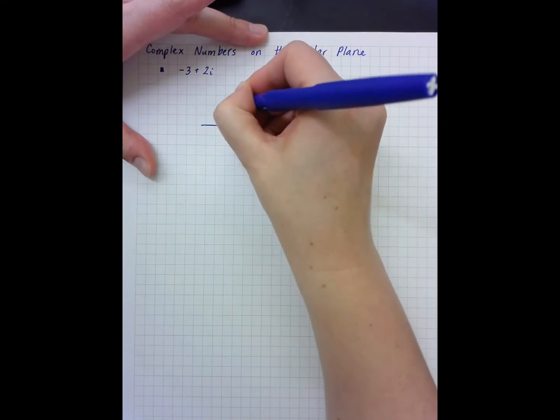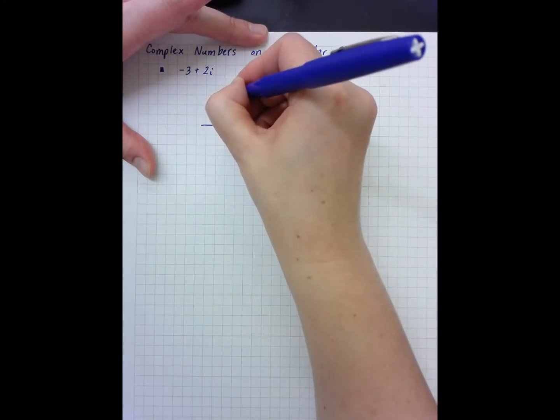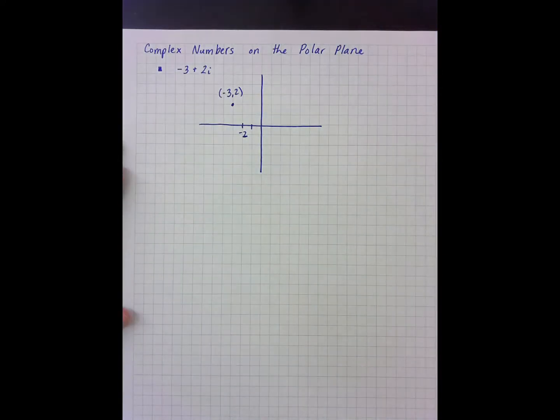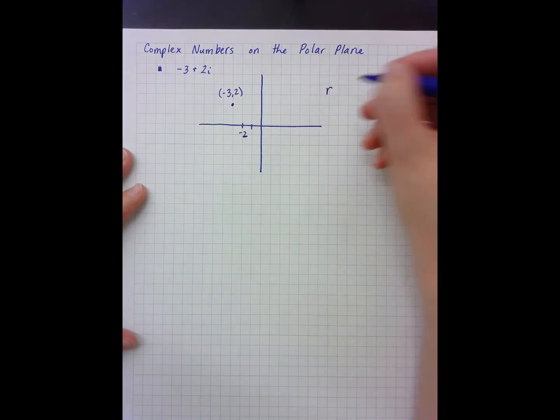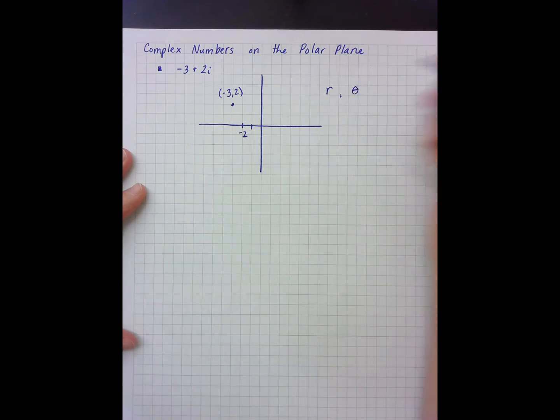-2, so it would be the point -2, 3. And so when I'm transforming this into its polar coordinates, I need two pieces of information. I need its length, the radius, and I need theta, its degree.